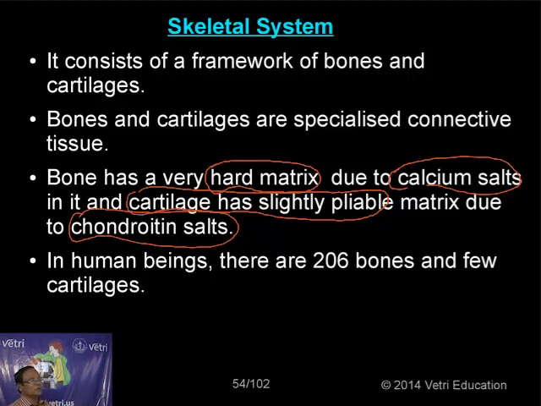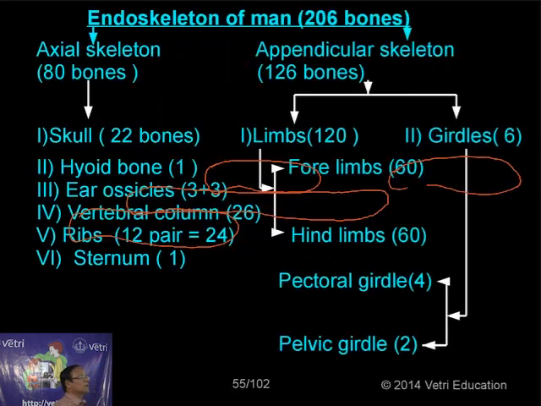Now the total number of bones, as you studied in your earlier classes, is 206. All the 206 bones together form the framework of the body. So the entire skeletal system, forming the endoskeleton, is divided into the axial skeleton and the appendicular skeleton. The axial skeleton has 80 bones and the appendicular skeleton has 126 bones. Now what are the components of the axial skeleton, which includes 80 bones?